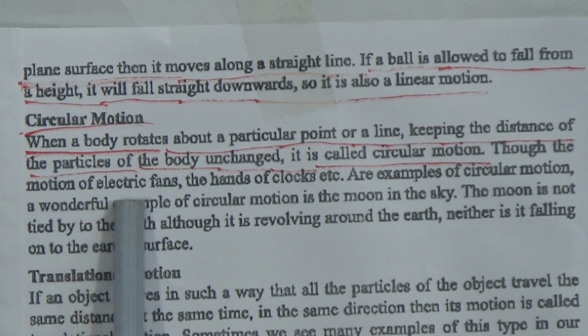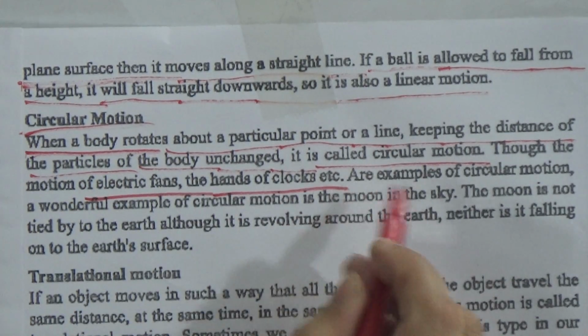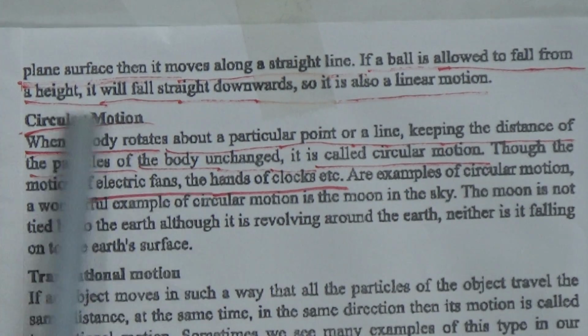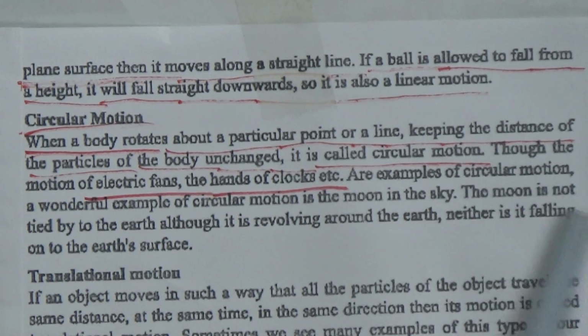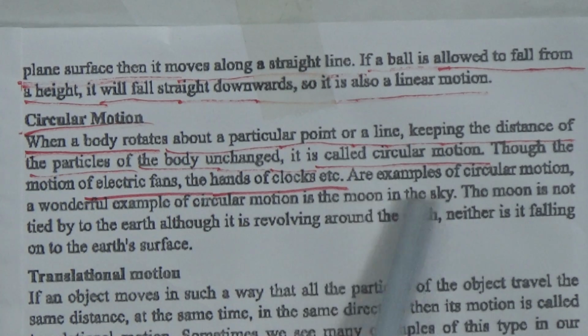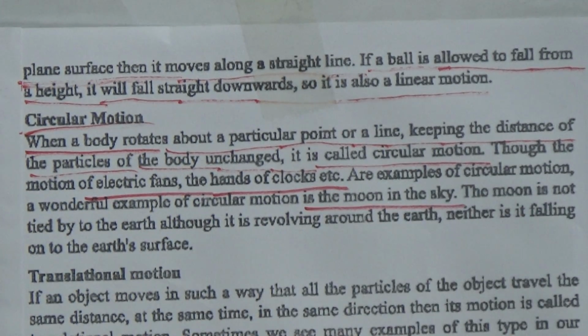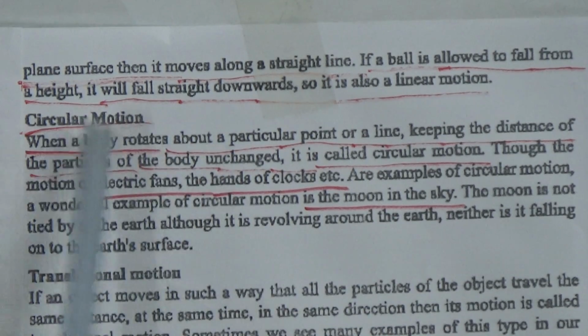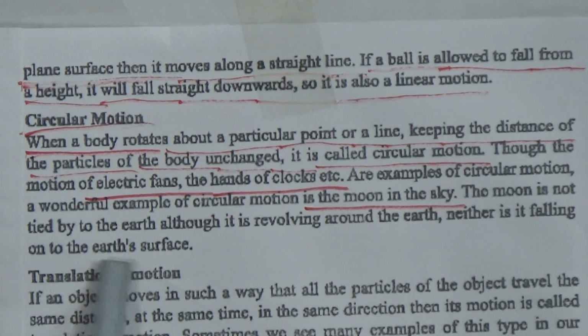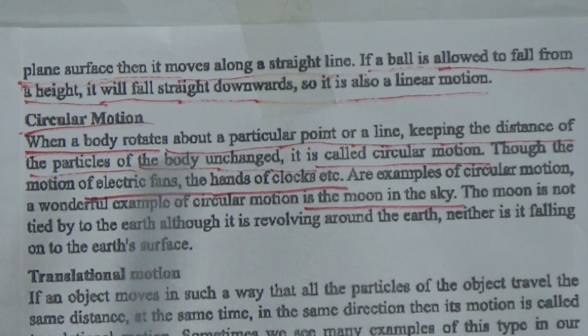The motion of electric fans and hands of clocks are examples of circular motion, and our very wonderful example of circular motion is the moon in the sky. Okay, the moon in the sky is also an example of circular motion. The moon is not tied by the earth, although it is revolving around the earth, neither is it falling onto the earth's surface. Okay, now come to translational motion.